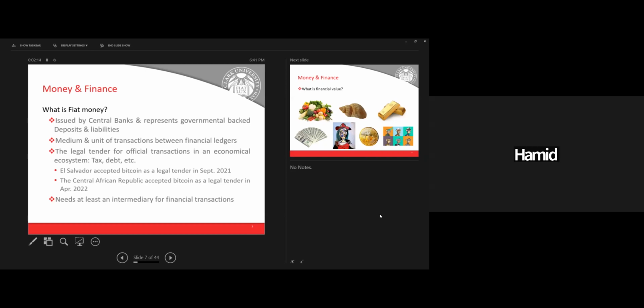So for fiat money, the central government controls everything, the issuance, the amount of exchanges. And also, this is an origin of inflation.